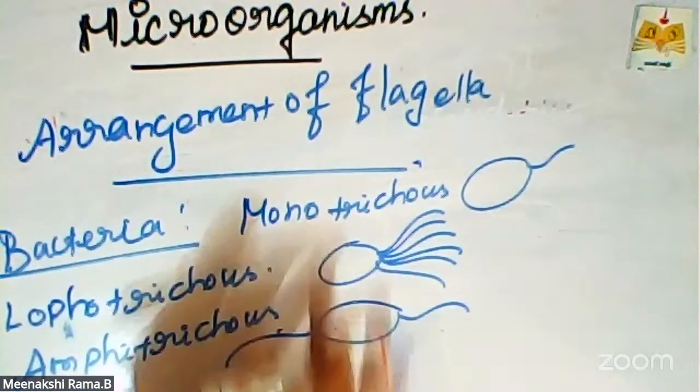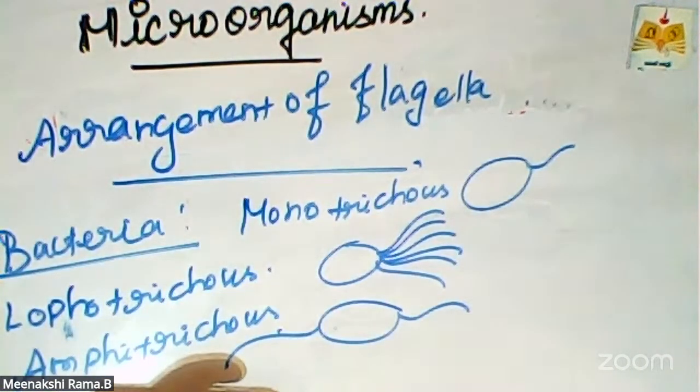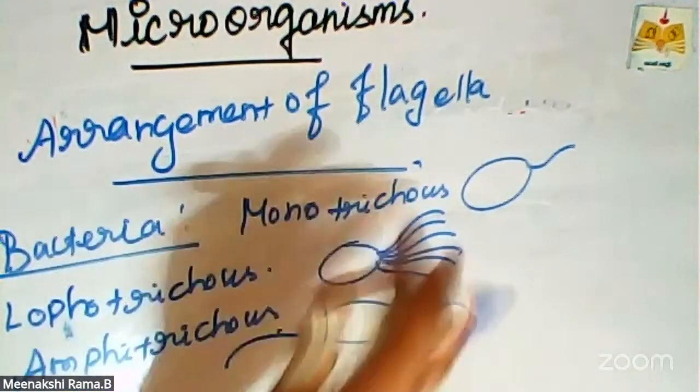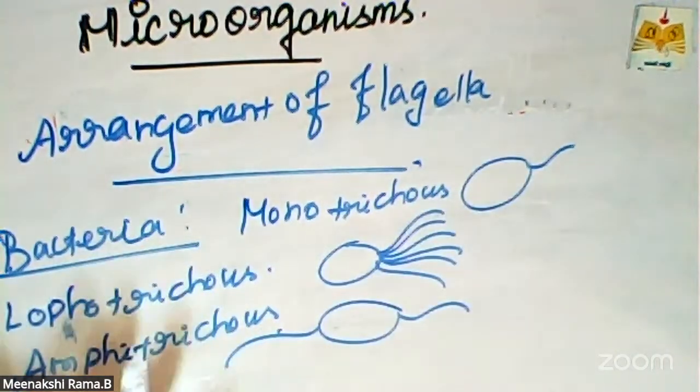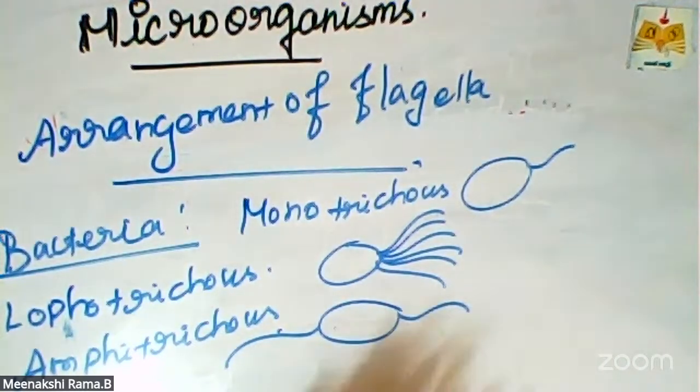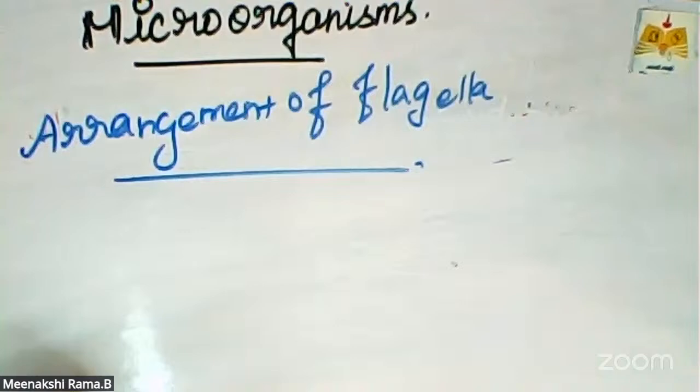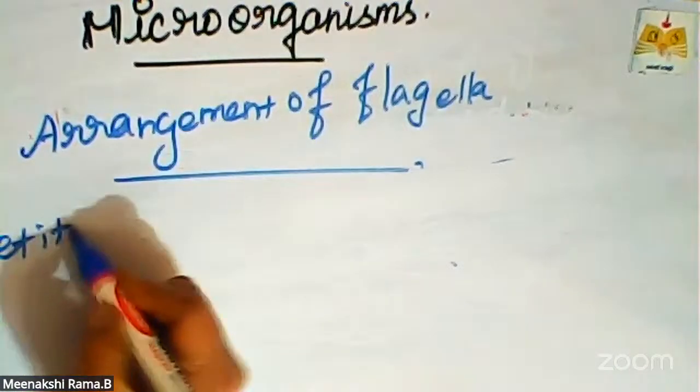So these are the three kinds of bacteria according to the flagella arrangement. Monotrichous means only one flagellum on one side. And next one, lophotrichous means the flagella at one end, that is a tuft, a bunch of flagella. Amphitrichous means the flagella are present at both ends. Okay. And next one is peritrichous.